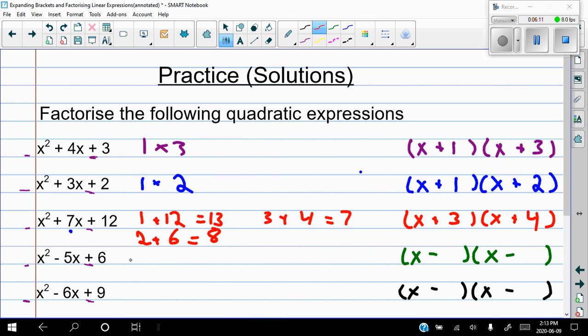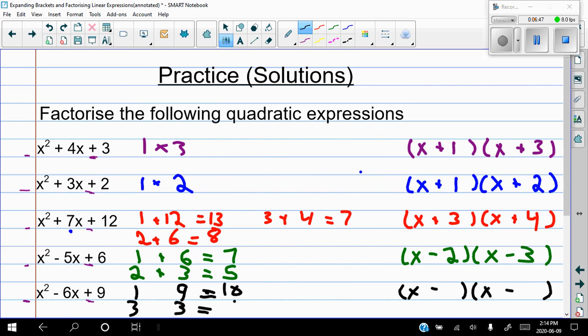Now we're on our fourth one, the one in green. How do we make 6? Well, we've done that before. It's 1 and 6, which is 7, and 2 times 3, which ends up adding to 5. We're looking for a 5, so we know it's, once again, 2 and 3, much like one of our examples. And lastly, we are looking for 9, so we can do 1 times 9 is 9, or we can do 3 times 3. But if we add 1 and 9, we get 10, so we don't want that one. If we add 3 and 3, we get 6, so we know it's x minus 3, x minus 3.